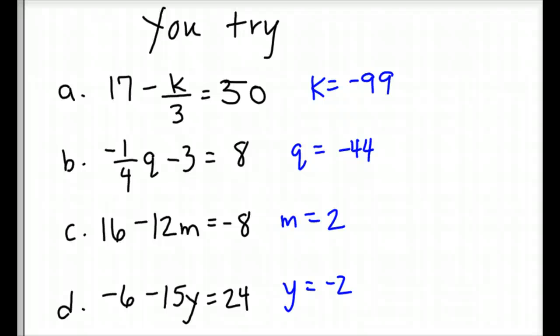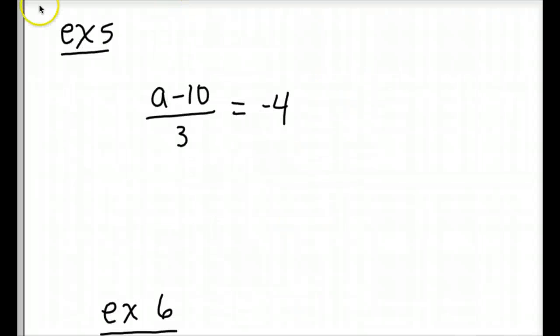So we're going to do 2 more examples and 1 more U-try. These 4 examples were on page 3.7 of your worksheet, and now we're flipping over the page and we're going to do a couple from the other side. So example 5, we have a big fraction on this side equals negative 4.